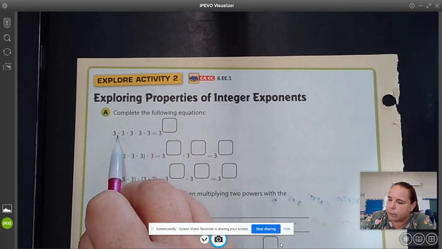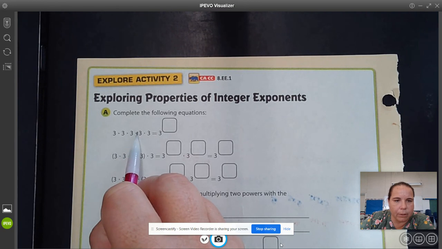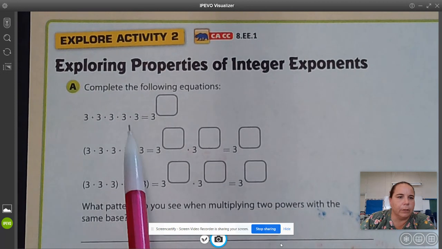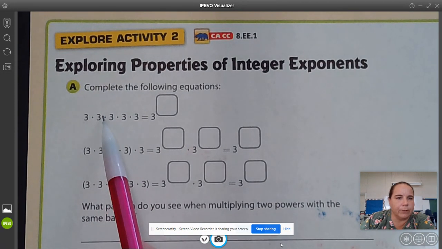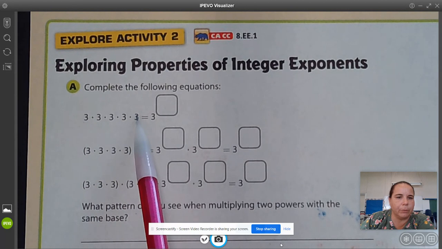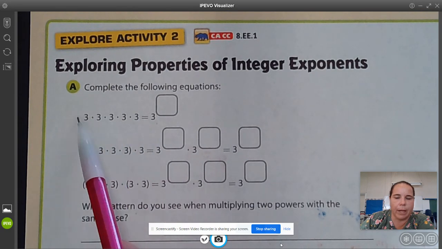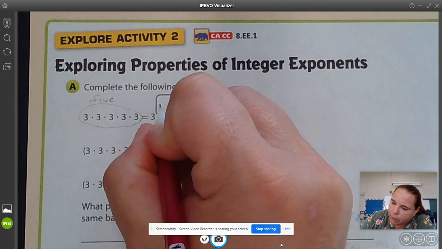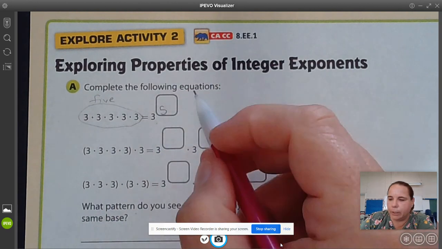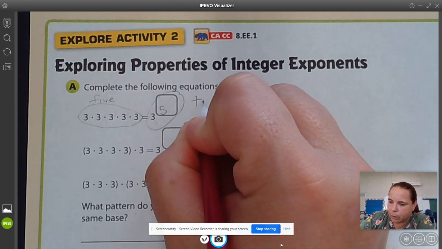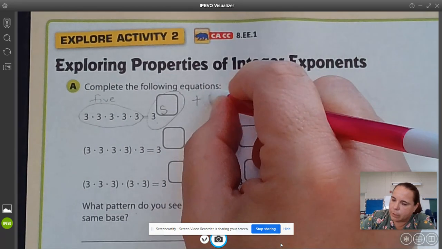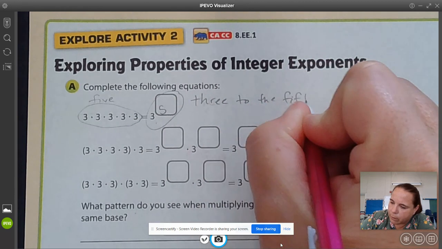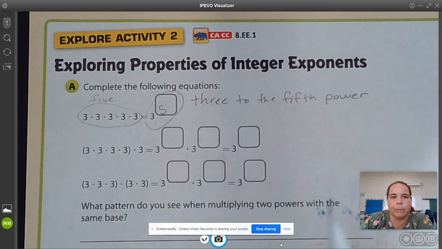Okay, so we notice, see this little dot? I would like you to make sure that you realize that means multiplying. So this is 3 times 3 times 3 times 3 times 3. There are 5 of these, so this is going to be 3 to the 5th power. If I said this in words, this is 3, not tree with a TH, 3 to the 5th power.